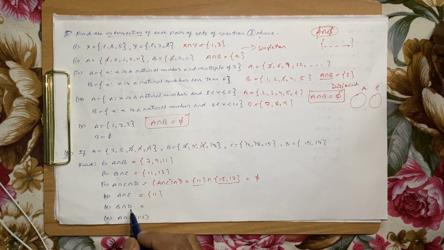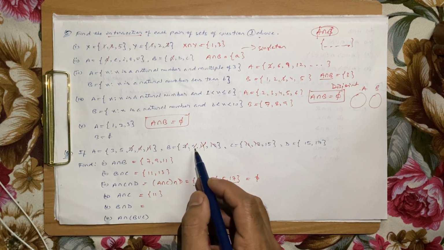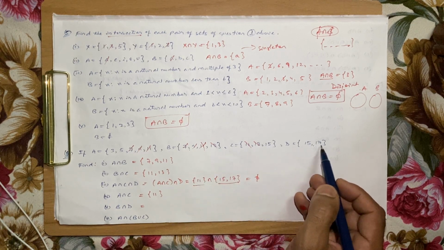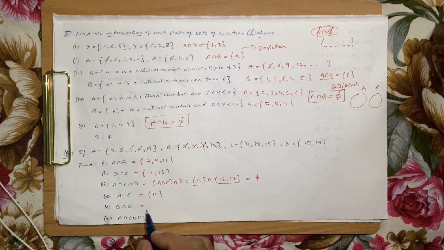Now B intersection D. B has 7, 9, 11 and 13, and D has 15 and 17. So there is no element common. Check it. Okay, so this will be a null set. Now it says A intersection B union C.